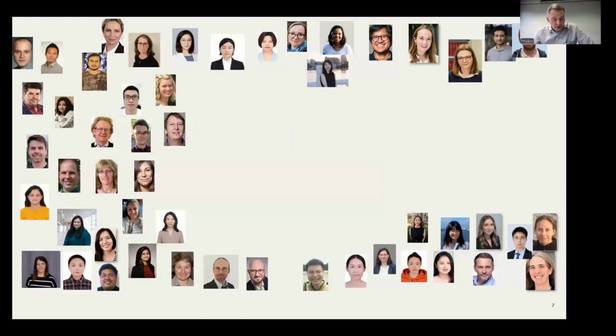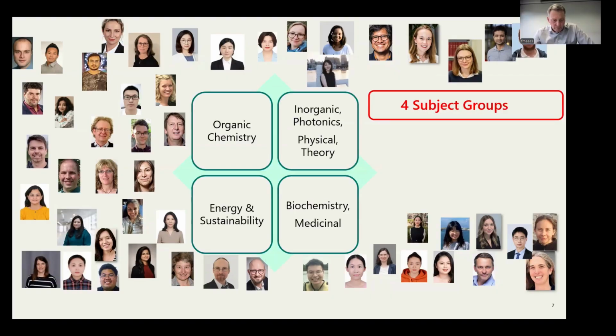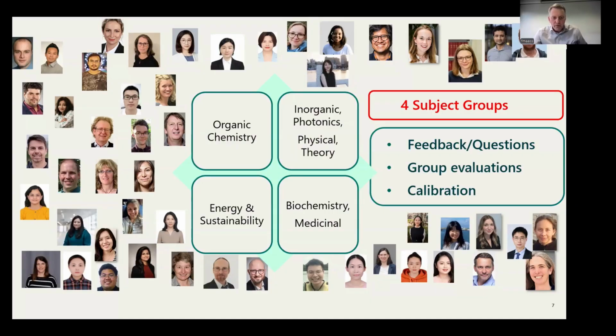Our editorial team is grouped into 4 subject groups according to the scientific backgrounds of the editors who are covering a wide range of disciplines. So most of the editors do not work exclusively for Angewandte, but are shared with 1 or 2 other journals. The subject groups we have are organic chemistry, inorganic photonics, physical and theory, energy and sustainability, and biochemistry and medicinal chemistry.